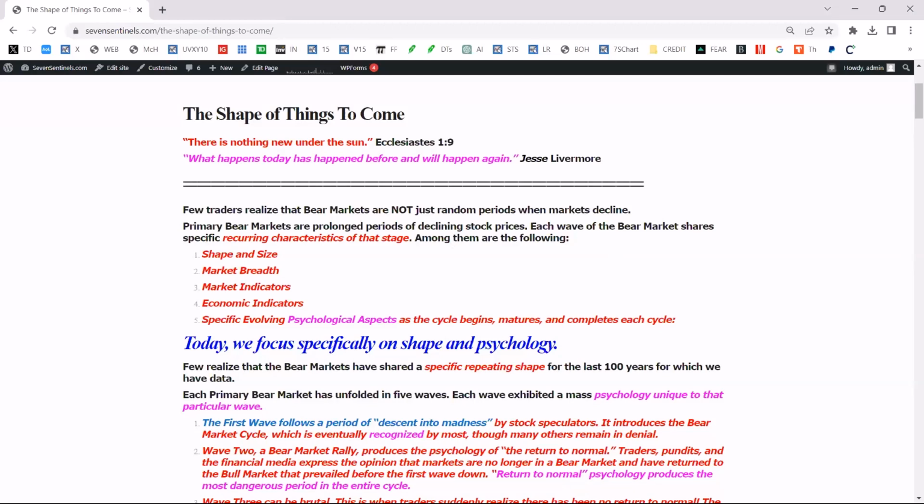Market breadth repeats from one bear market to the next. The market indicators read the same from one bear market to the next. Economic indicators are similar each time. And there are specific evolving psychological aspects as the cycle begins and matures and completes.